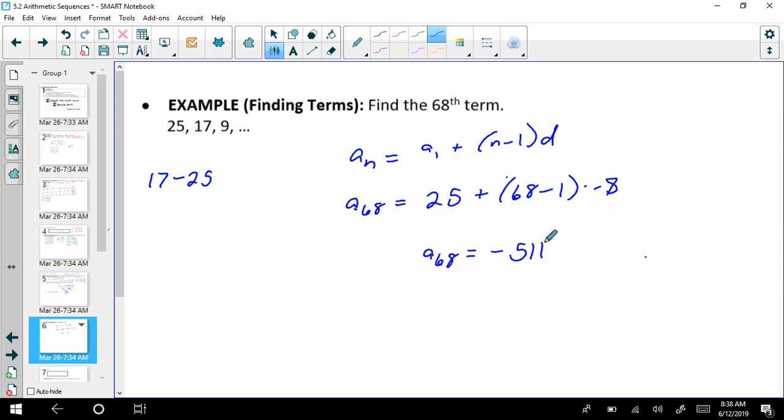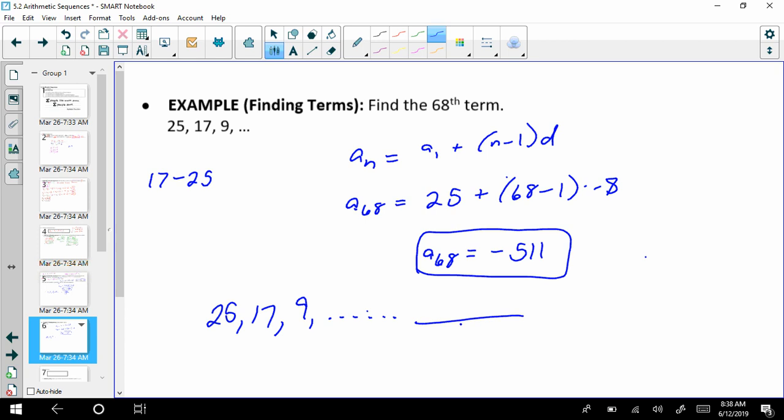negative 511. So what that means, if I continued listing my numbers out of my sequence, when I get to spot number 68, that number would be negative 511. And if you think about it, this answer makes sense. Notice my numbers are decreasing. By spot number 3, I was already down to 9. So it makes sense that by spot number 68, I'm going to be way into the negative numbers.